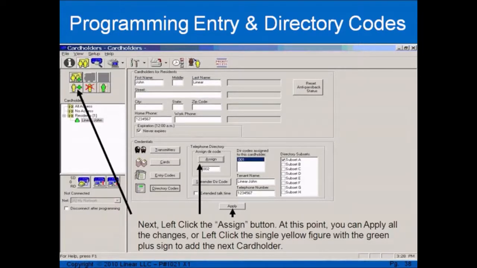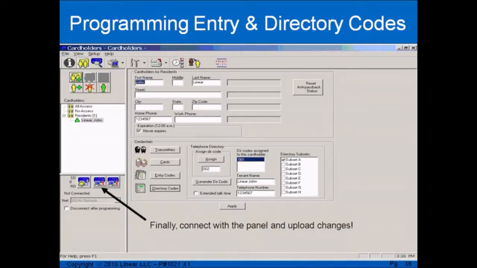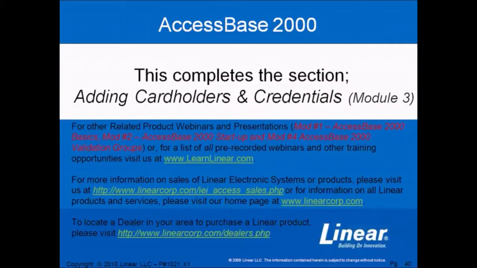If I need to input a second cardholder, I just select the yellow icon with the green plus sign, and I input as many cardholders into that cardholder set as desired. After I'm done inputting the credentials, I select the Apply button at the bottom, connect to the panel, and upload the changes. That completes adding cardholders and credentials.